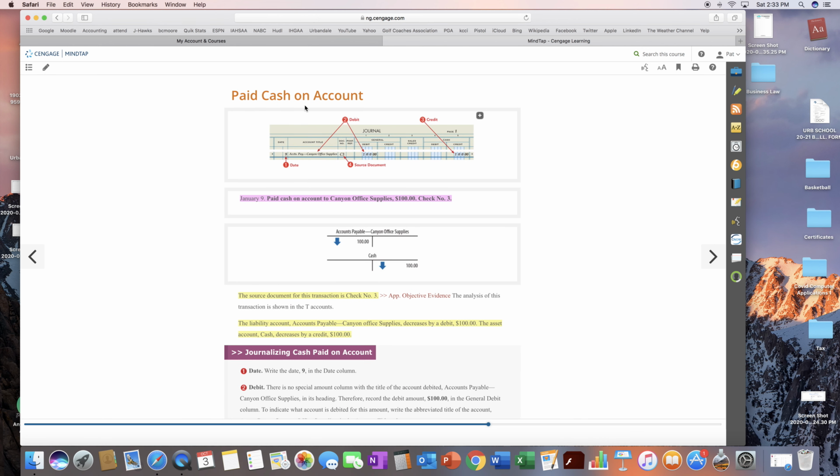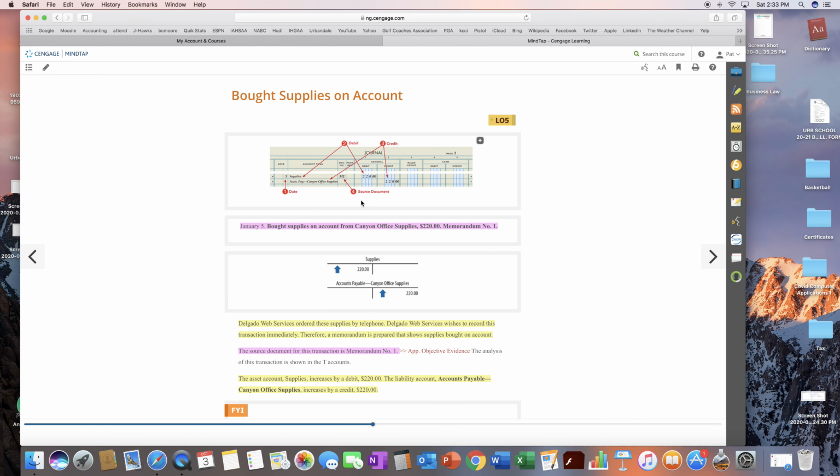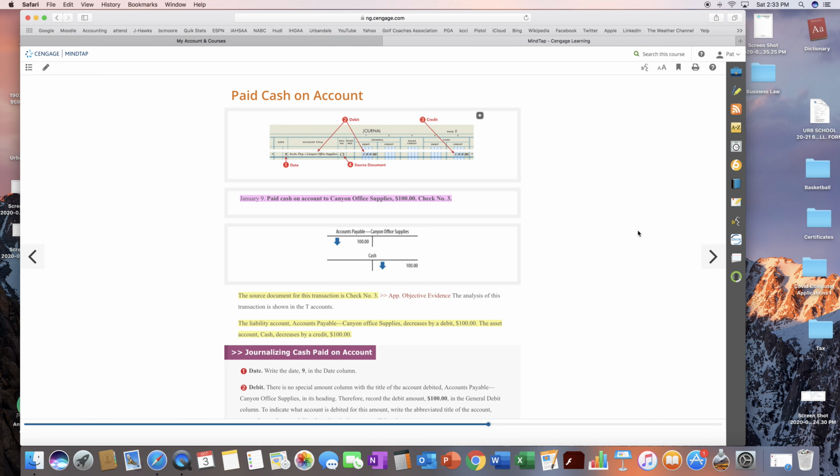Pay cash on account is the next transaction. Pay cash on account to Canyon. We just charged $220 to them. Now we're going to pay a little bit of that bill off. We pay cash on account to Canyon Supplies. We wrote a check, so we know we're using the special amount column of cash because we wrote a check. We paid cash, so we're losing cash. We're crediting cash because we're lowering the asset cash.